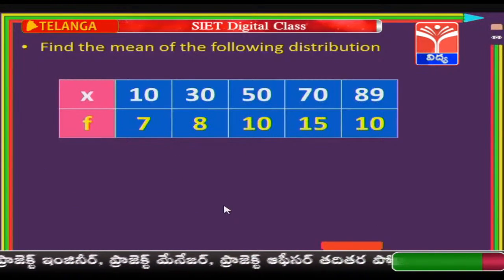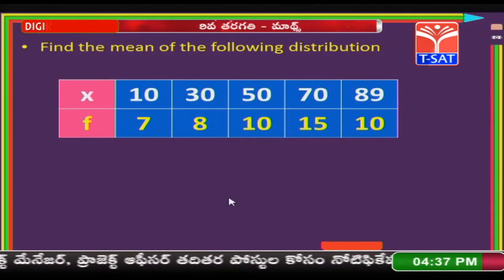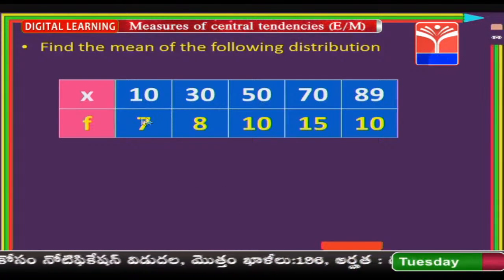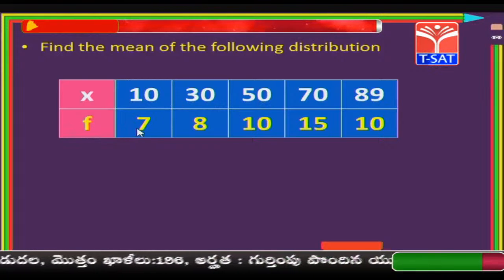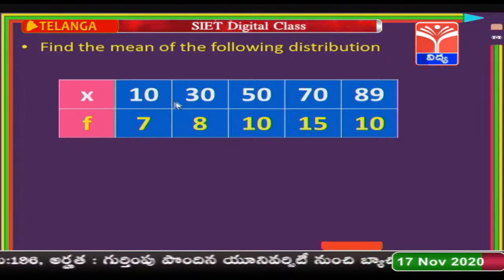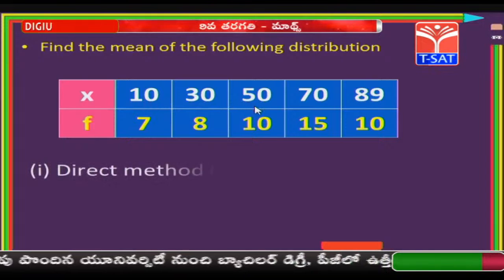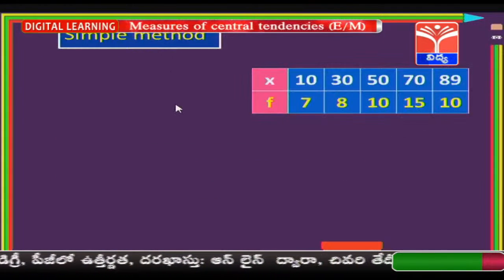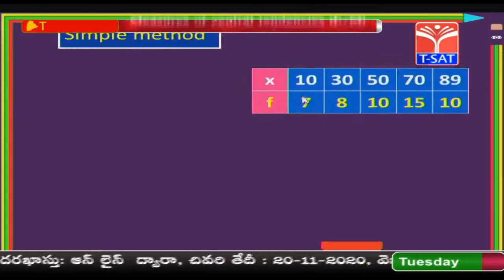We got a frequency distribution of ungrouped nature. The first row is nothing but the x values and the second row is nothing but the frequency values given here. So, for this you are going to find the mean by both the methods, the direct method and the second method, the deviation method. This is the data we got here, x and f values given here.